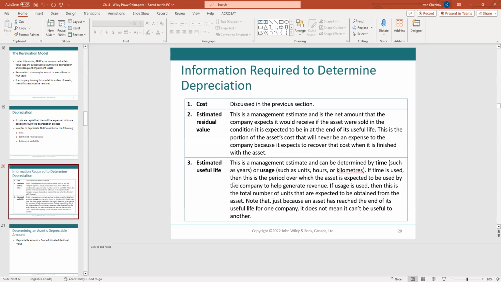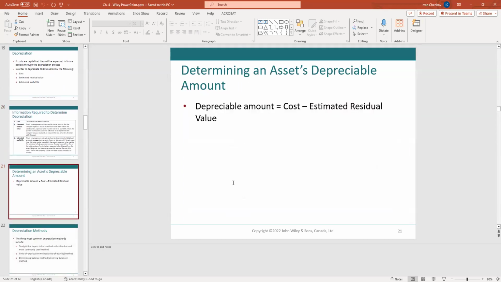And then we're going to go to the estimated useful life. Estimated useful life, management has to determine in terms of years, in terms of kilometers, in terms of hours, whatever they decide, for how long we can use that asset. Then we're going to come up with the depreciable amount. That depreciable amount will be the cost minus the estimated residual value.